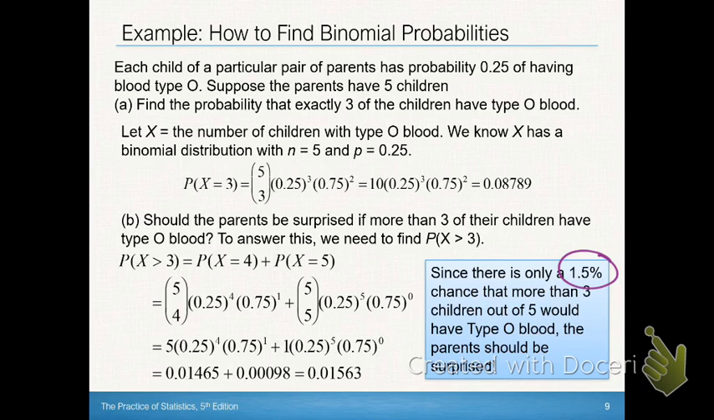So make sure you watch the 2 videos on how to do binomial distribution calculations on your calculator, and then try the practice problems.